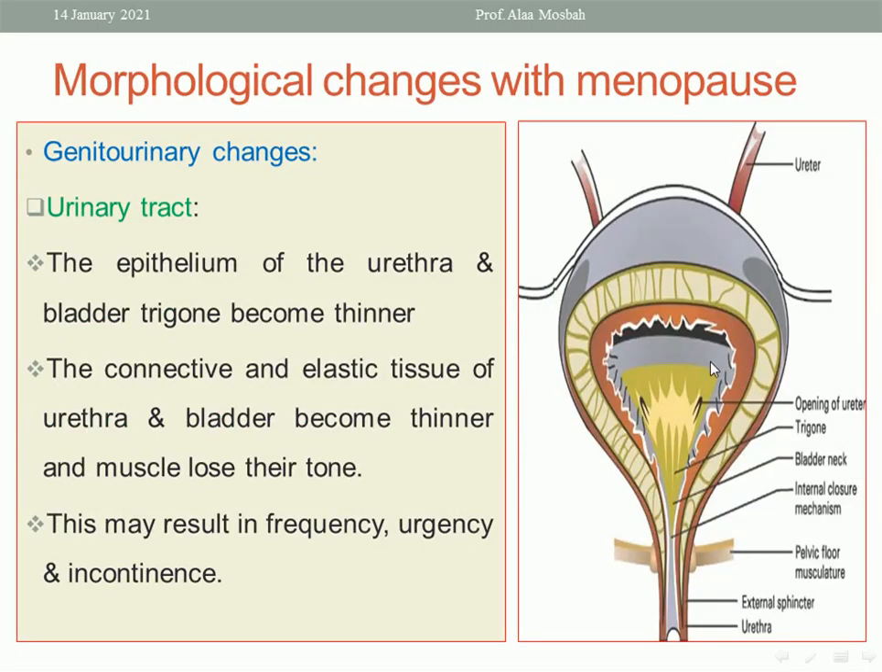What about the urinary tract? In the picture here, this is the epithelium of the trigone, and this is the epithelium of the urethra. The epithelium becomes thin, and the connective tissue and the elastic tissue become thinner, and the muscle loses its tone. That's why the postmenopausal lady complains of stress incontinence and urge incontinence, frequency of micturition, and is liable to urinary tract infection.